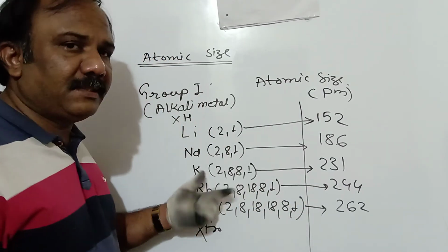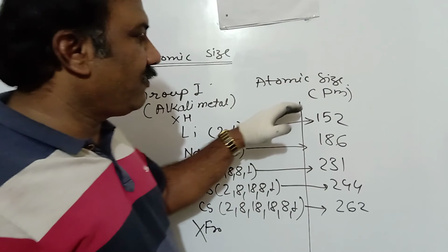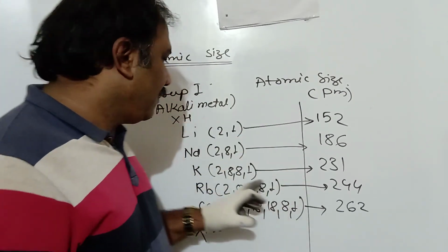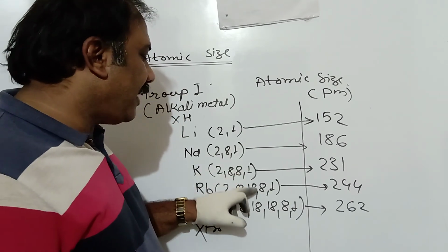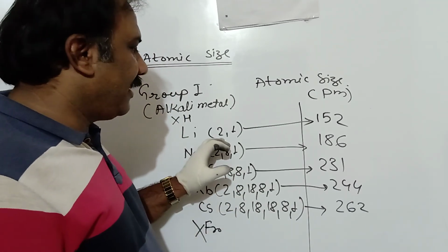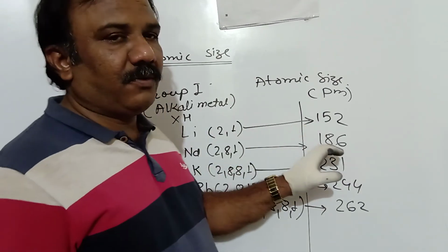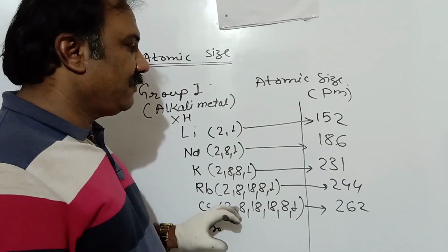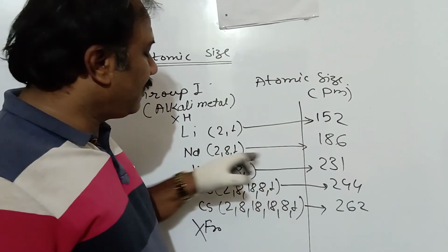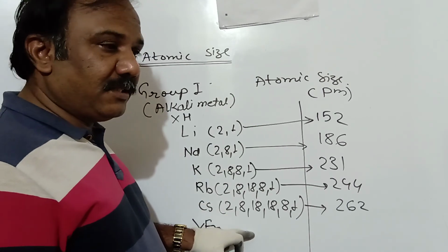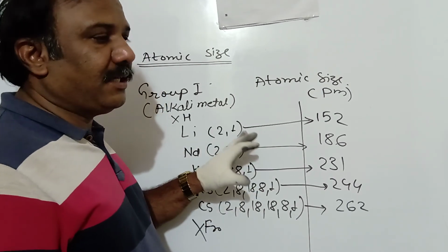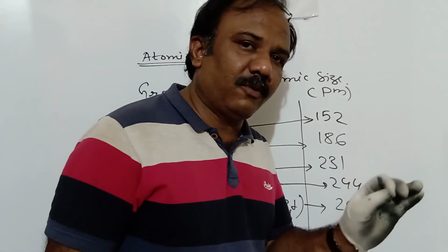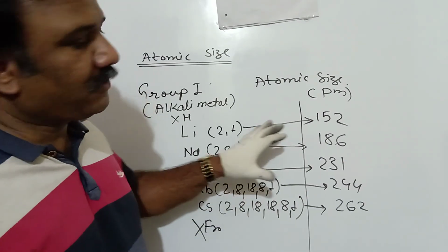What is the reason? The reason is simple. As we are moving from top to bottom in the group, one more shell is added, and that's why the atomic size is also increasing. Though their nuclear charge is increasing, the main reason is that their number of shells is increasing, and that's why the atomic size is increasing. Thus we can see the periodicity of properties in the modern periodic table.